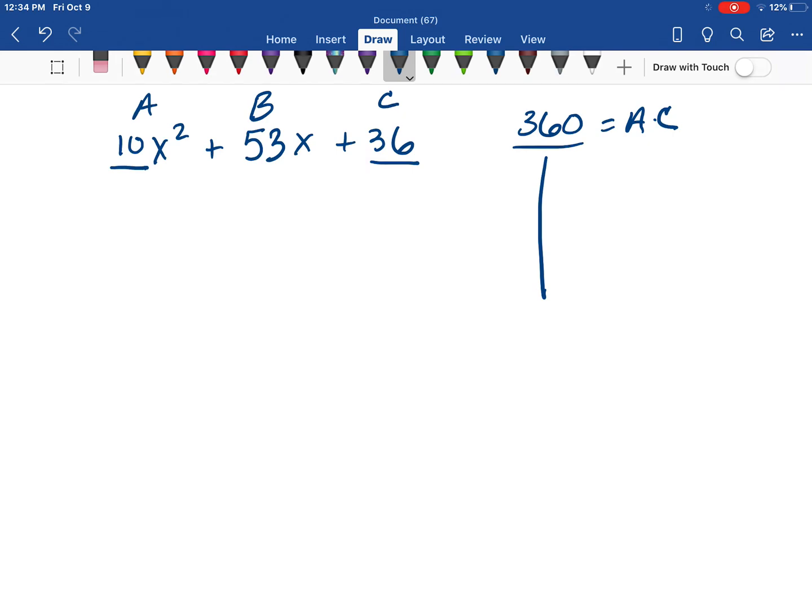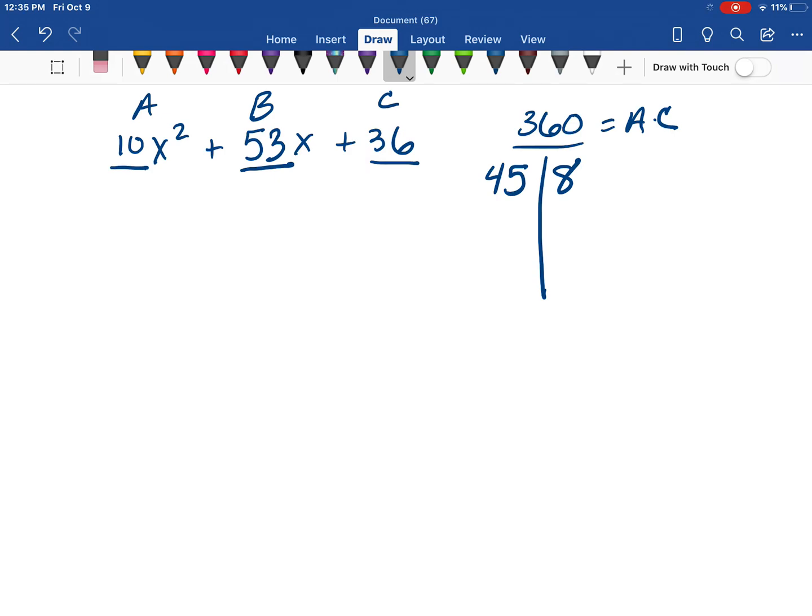Then you want to find the factors of 360 that add to give you the value of B for your middle term. Sometimes this can be a little tedious because you have a lot of combinations to check, but it's not difficult. So you want to find a combination that multiplies to give you 360 but adds to give you positive 53. So both of our factors are going to be positive because I want a positive 360 and a positive 53. After doing some checking, I find that the two factors that work are 45 and 8.